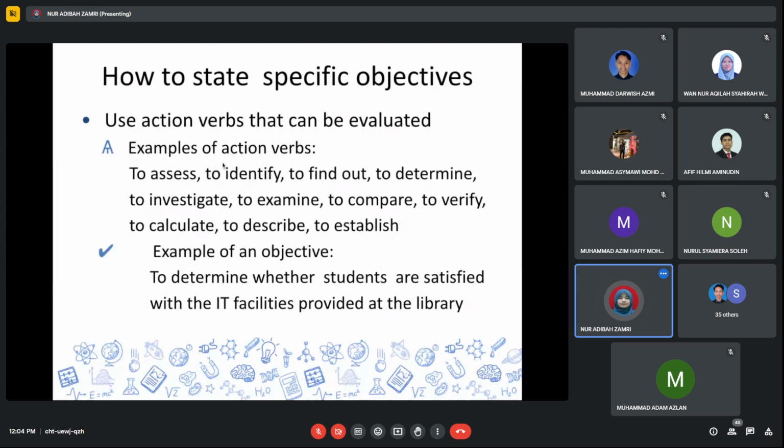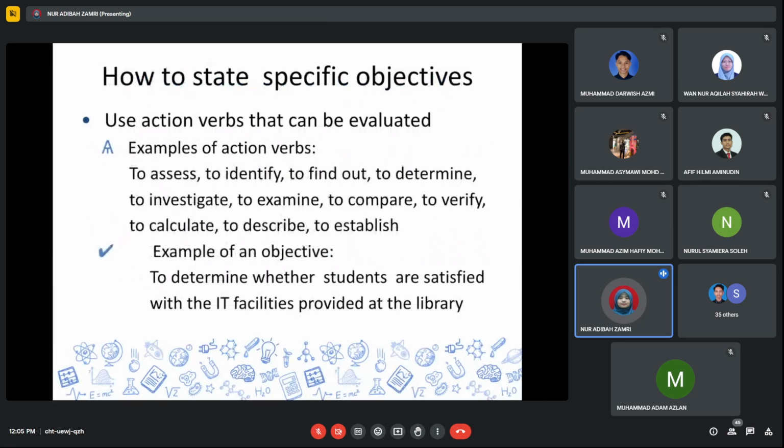Okay, for example, to identify the reason why students are now facing problem with social media addiction. And then to describe or to compare whether female or male students spend more time on social media. So you can use all the action verbs. Another example is to determine whether students are satisfied with the IT facilities provided at the library. So you have to be careful with your objectives, yeah? This will be related to your questionnaire later. Your questionnaire must answer all your objectives. Okay, all right. What else?